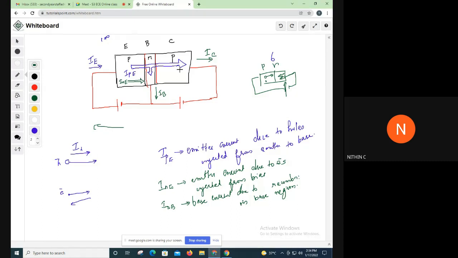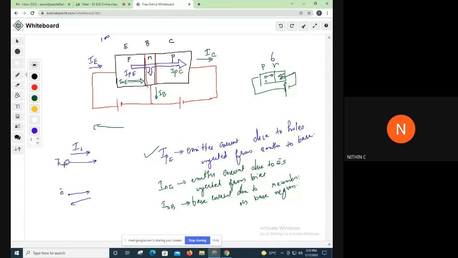How will we represent the current due to holes in this region? How will you represent that? Which current is being represented? Look at this representation. This is represented as IPE. That is the emitter current due to holes. IPC is the correct representation.